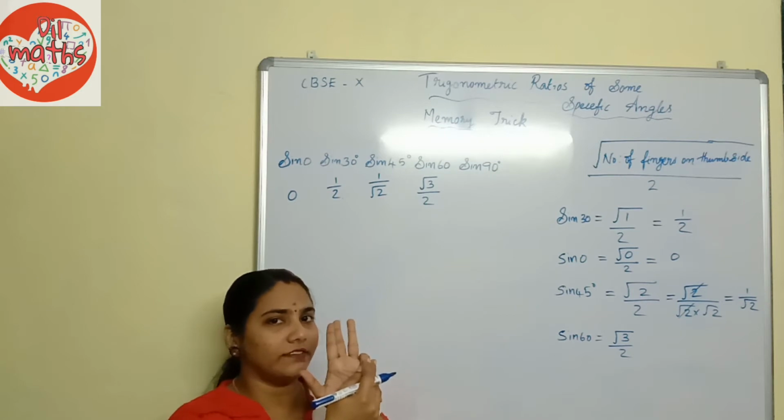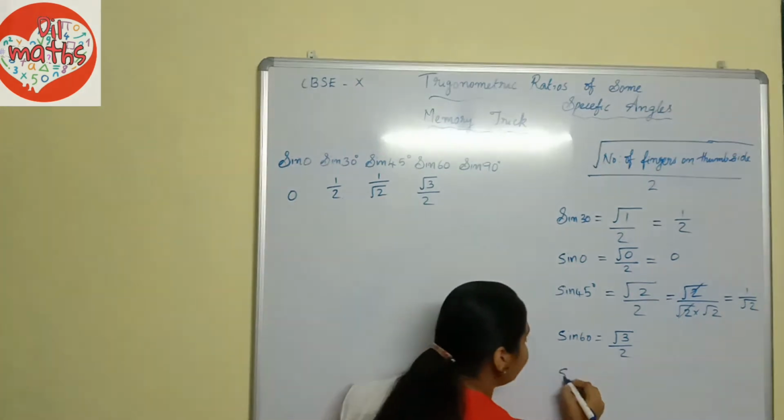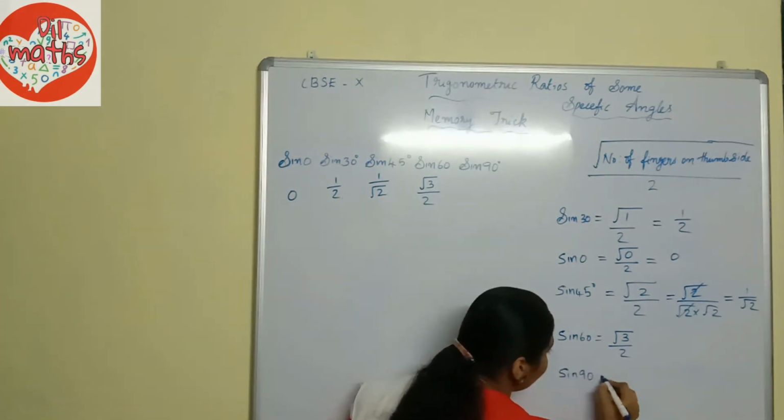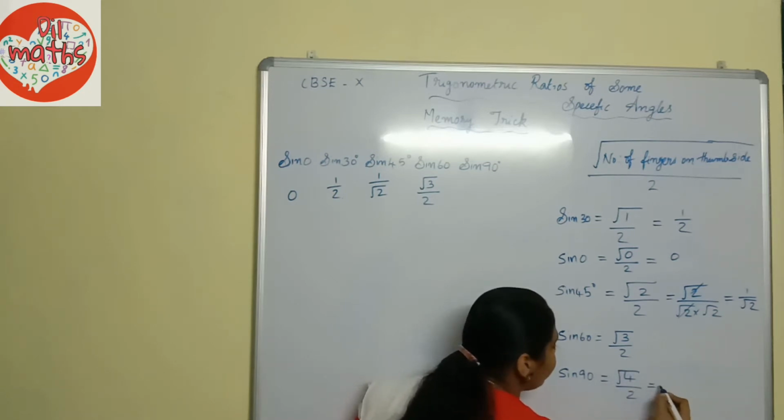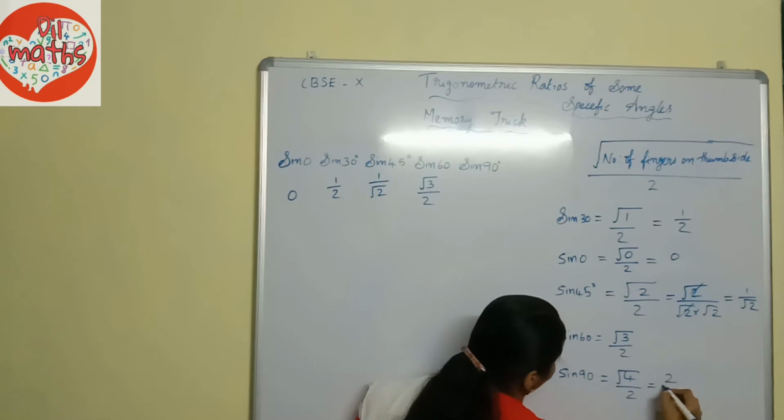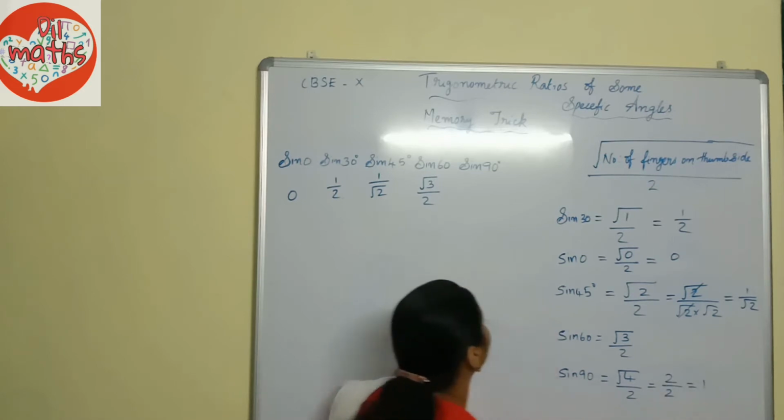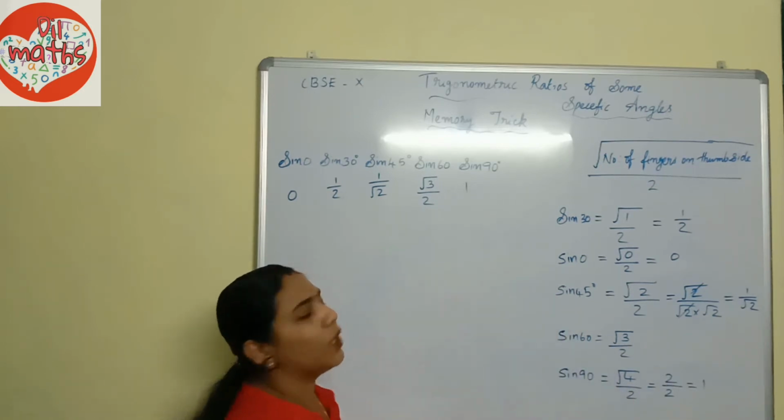4 fingers are left on the thumb side. So sine 90 is equal to square root of 4 by 2. What is the square root of 4? 2. 2 by 2, that's equal to 1. So sine 90 degrees, you got as 1.